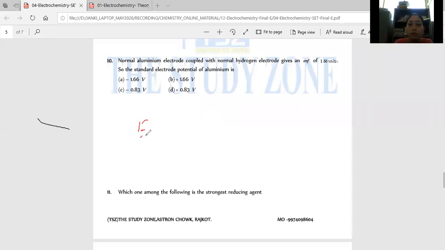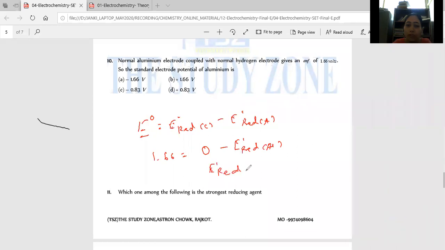Now we need to apply the equation. Yes. Twinkle said the answer is plus 1.66 or minus 1.66. Yes, minus. So E naught cell is equal to E naught reduction of cathode minus E naught reduction of anode. Now the question is, this is 1.66. As a cathode, hydrogen is 0. As an anode, what do I have? Aluminum, so the reduction potential of aluminum is minus 1.66. Great, fine. So this is the answer.